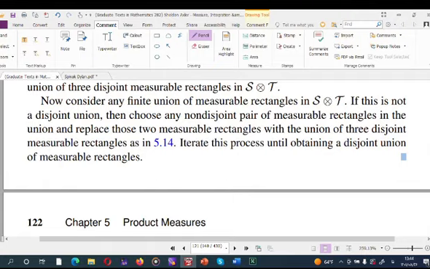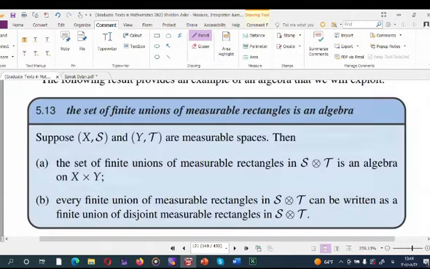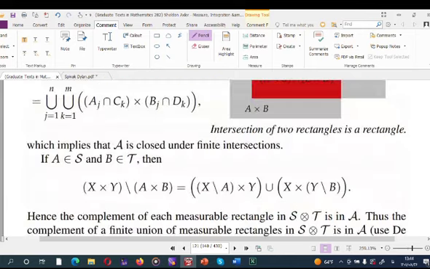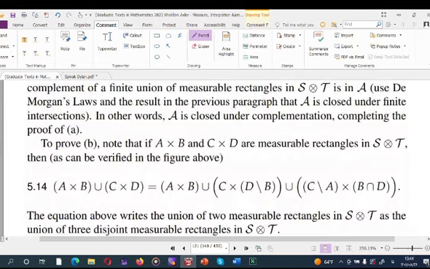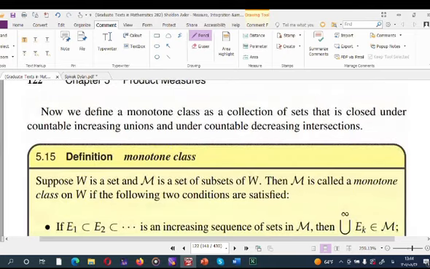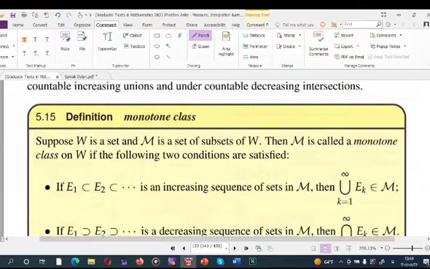This is trivial, we can prove this. Every finite union of measurable rectangles in this sigma algebra can be written as a finite disjoint union. Any two measurable rectangles that have non-empty intersection can be written as three disjoint ones. And we have the definition of monotone class.